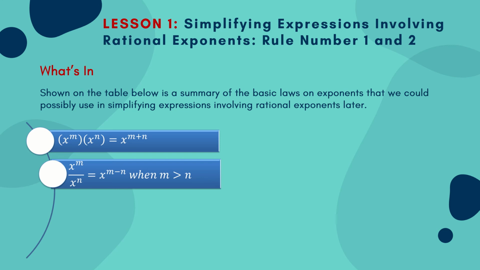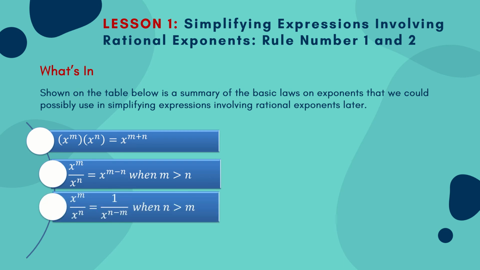It has 2 cases. The first case is when the exponent of the numerator is greater than the denominator. When we divide exponents of the same base, we subtract exponents, and it just so happened in the first case that the exponent in the numerator is greater than the denominator. That's why the result is base x exponent m minus n. The second case of the quotient rule is when the exponent of the denominator is greater than that of the numerator. So the result is 1 over base x exponent n minus m.